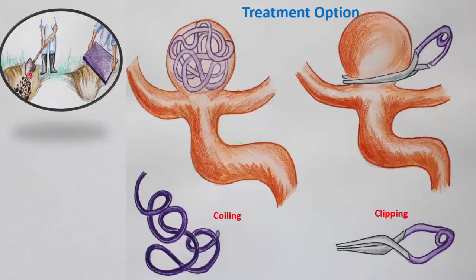So the first technique, to fill the hole by the concrete, is equivalent to endovascular treatment, where we place the soft coils within the aneurysm from the inside of the blood vessel. And the second method, to cover the ground hole by placing the slab over the opening of the ground, is equivalent to surgical clipping technique, where we place the clip at the neck of the aneurysm, so that the blood is prevented from going inside the aneurysm.